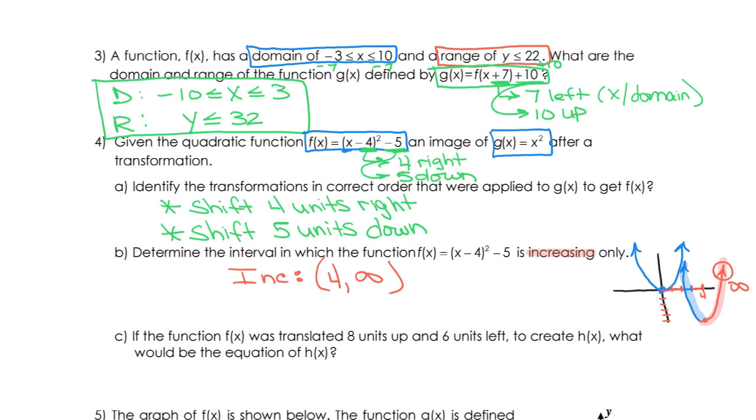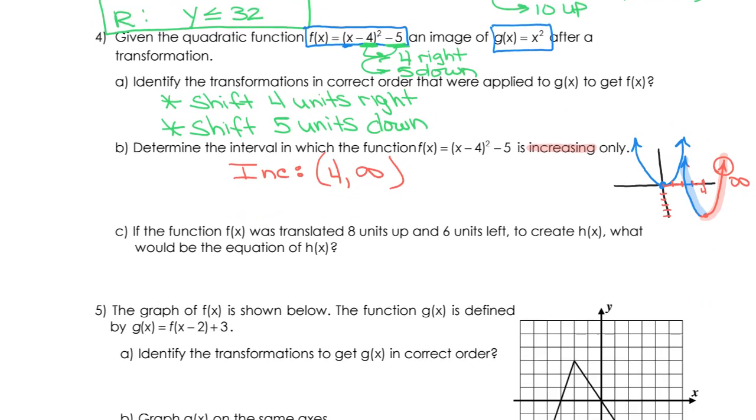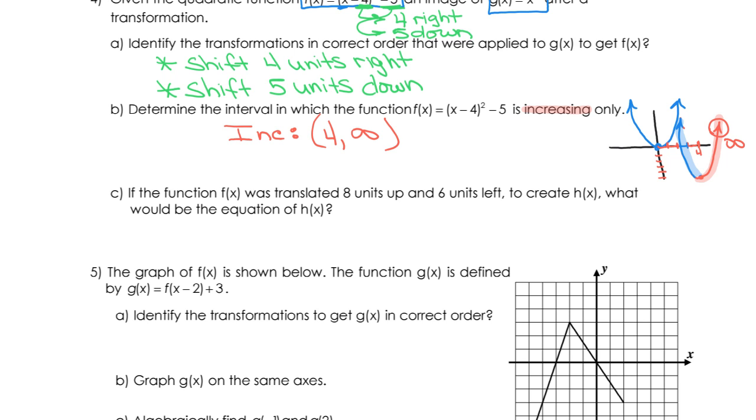Okay. All right, part C. It says if the function f of x was translated 8 units up and 6 units left to create h of x, what would the equation of h of x be? Okay, so remember that f of x is just plain old x squared. Okay, we're going to create h of x, so that we're going 8 units up and 6 units to the left.